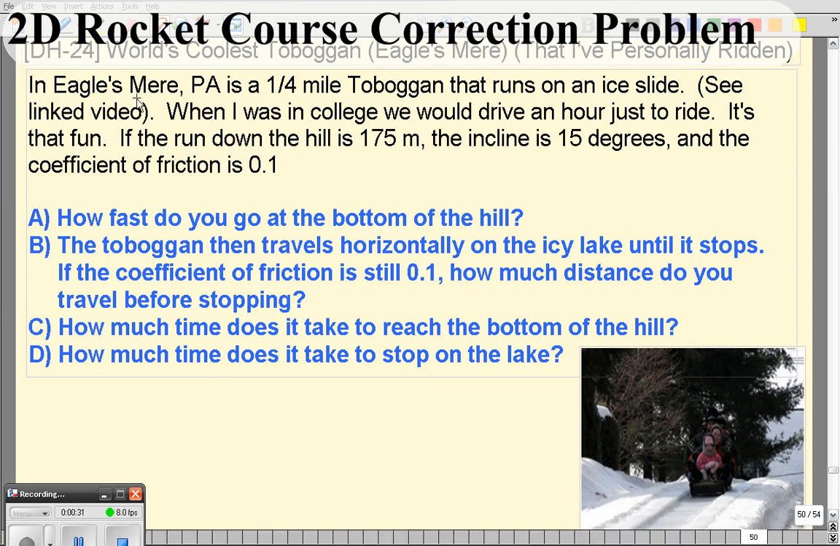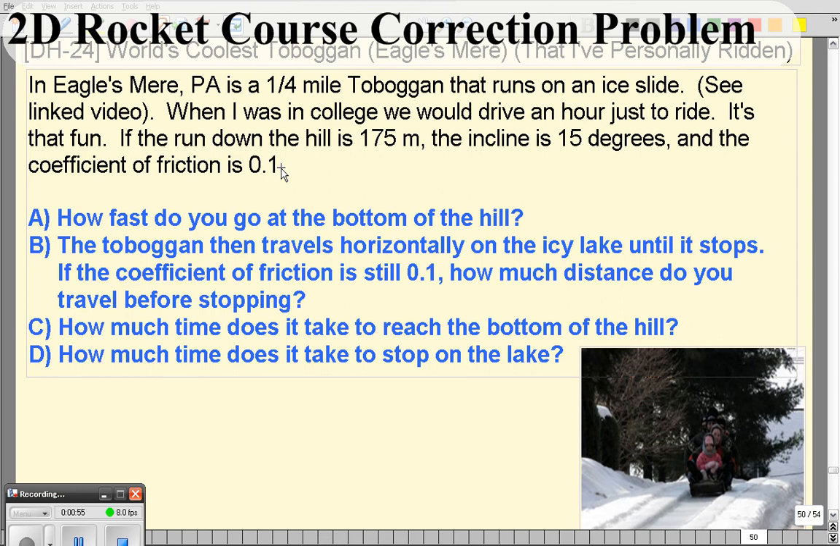In fact, I've linked a YouTube video here to somebody that's done it a little more recently than I have. And I estimated the run of the hill to be 175 meters down the hill, 15-degree incline, and we're going to assume that the coefficient of friction is 0.1. What I'd like to do is figure out how fast you go at the bottom of the hill.